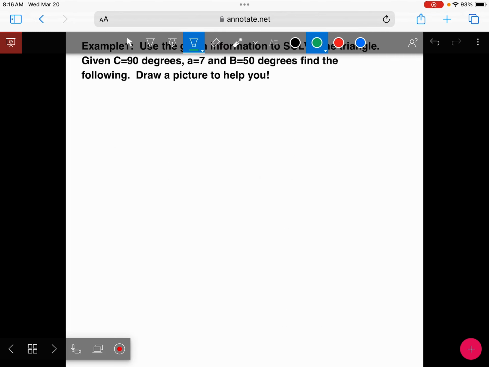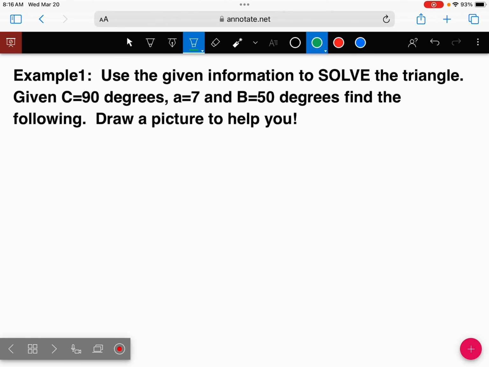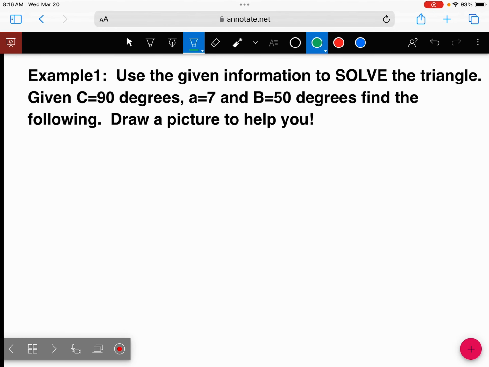All right, so let's get to it. For number 1, it says use the given information to solve. Whenever you're solving a triangle, that means you're finding your missing information. All triangles have 3 angles and 3 sides. So when you solve it, you're trying to tell me what I didn't give you. So let's go ahead and draw our right triangle.